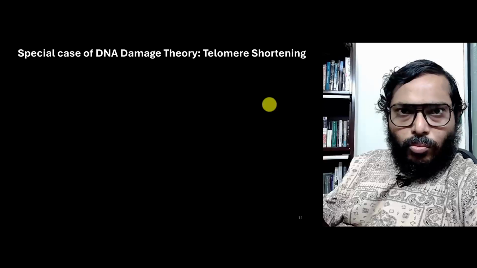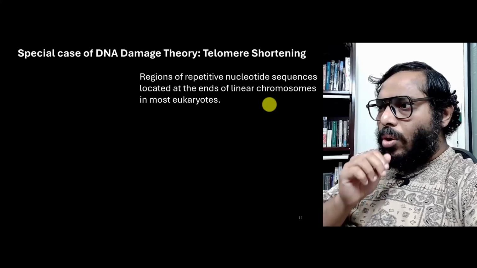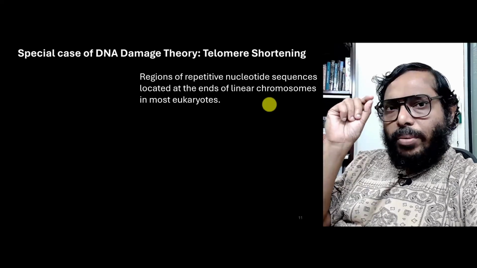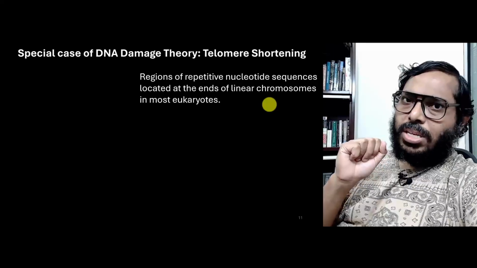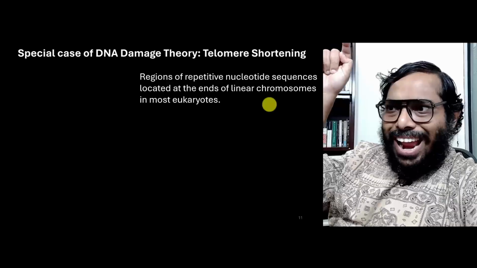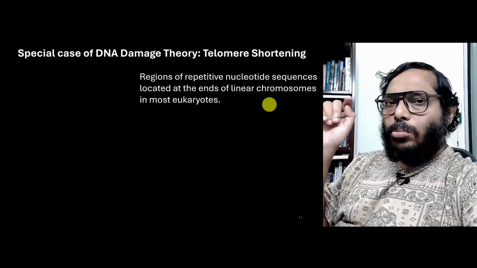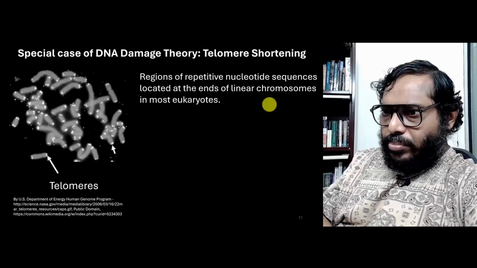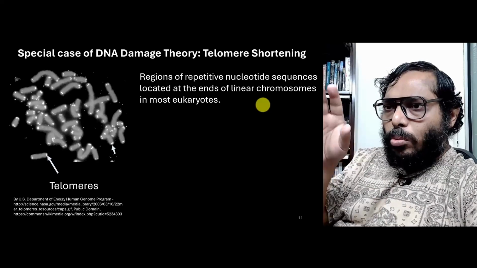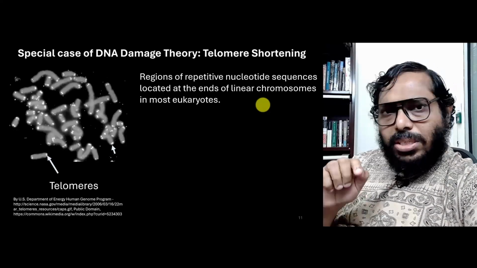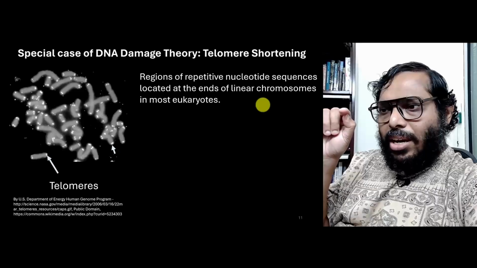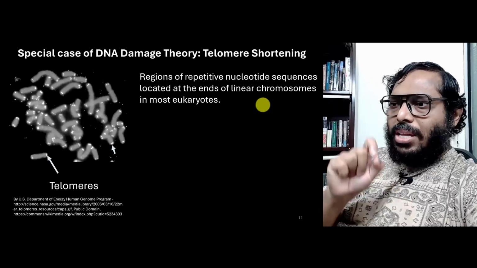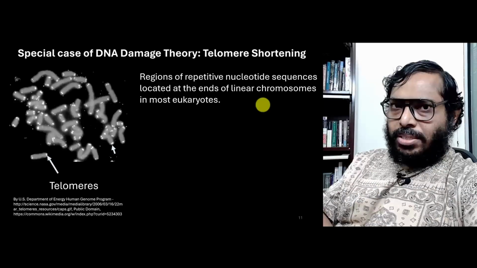Okay. What is the telomere? So, telomeres are basically regions of repetitive nucleotide sequences which are located at the end of linear chromosomes in almost all eukaryotes. Okay. So, just to show you a picture. You can see the chromosomes over here, and can you see these white dots at the ends of the chromosomes which have been pointed with the two white arrows? These are the telomeres.